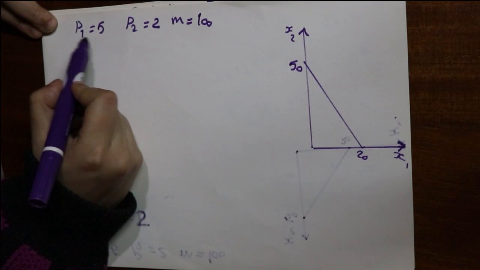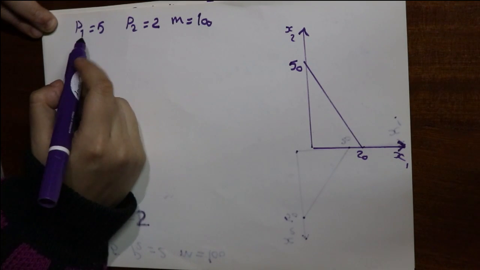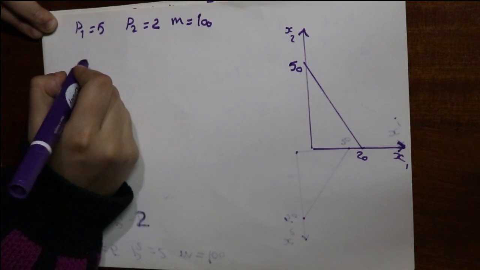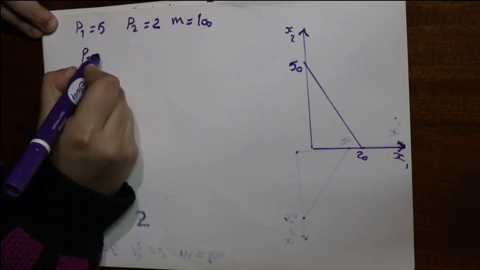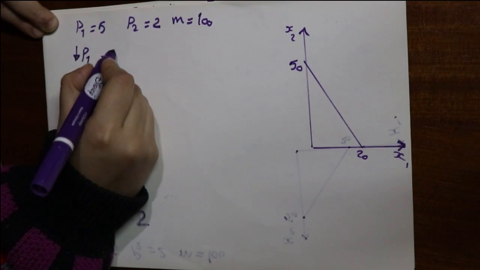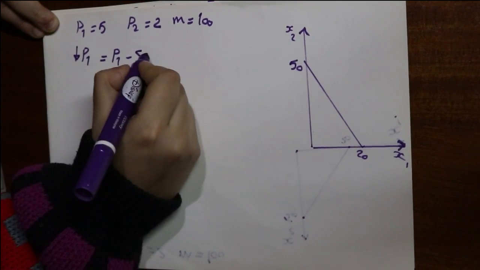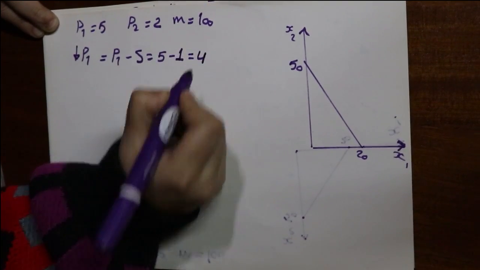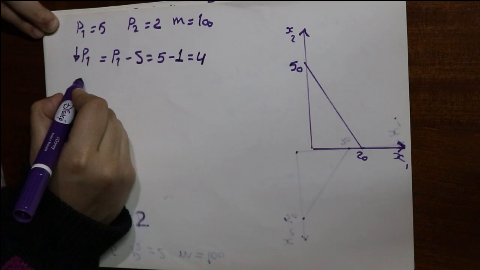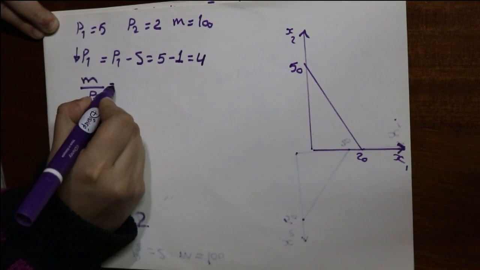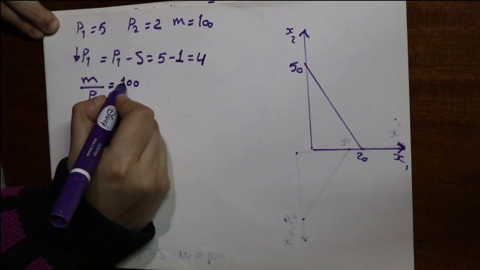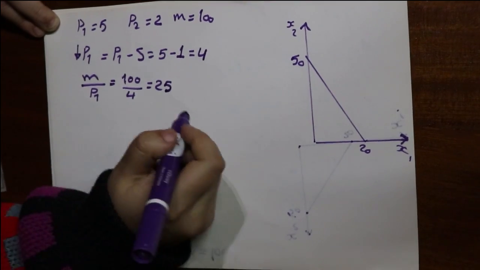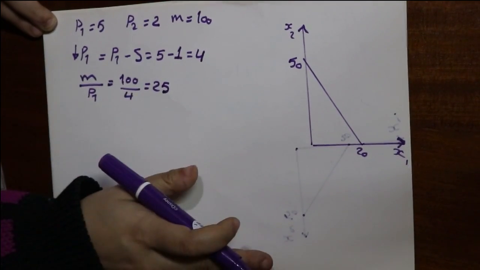If the government decided to subsidize x1 by 1, a subsidy on every unit of x1, the price of x1 will decrease. It will be b1 minus s, equals 5 minus 1, equals 4. So the intercept will change. M over b1 equals 100 over 4, equals 25. But the intercept of x2 will not change.